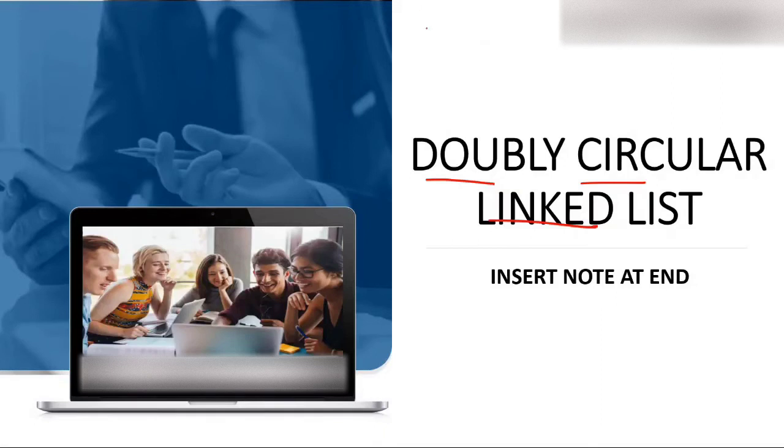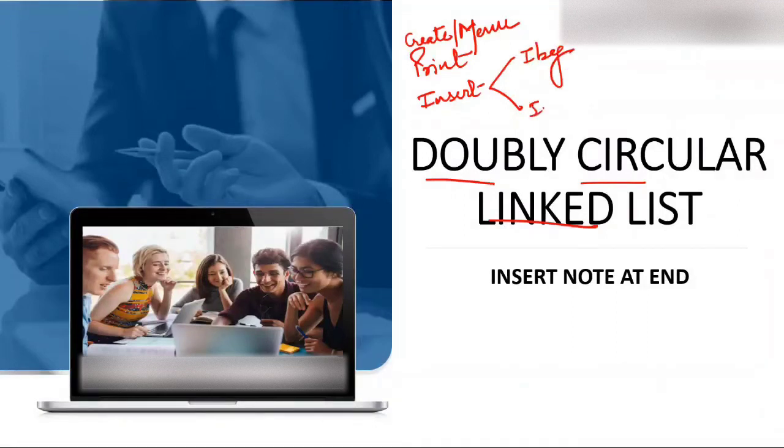Fine. So prior to this we have discussed how to create a doubly circular linked list, and in that we have seen the menu of the doubly circular linked list. After that we have seen how to print the elements. Then we have seen how to insert a node, and in insert we have seen two cases: how to insert a node at the beginning and how to insert a node in the middle, that is at any position. Now my third insertion is how to insert a node at the end.